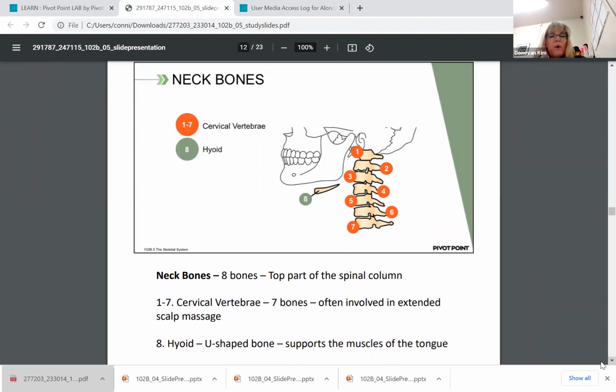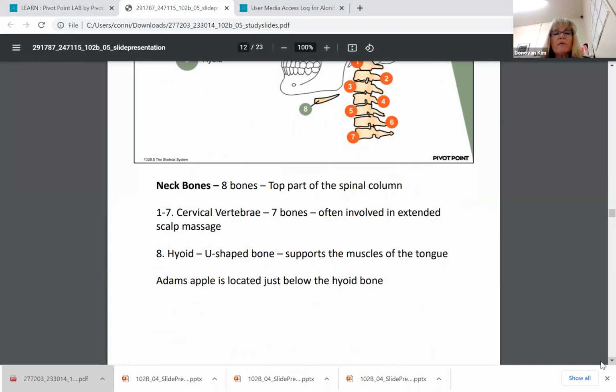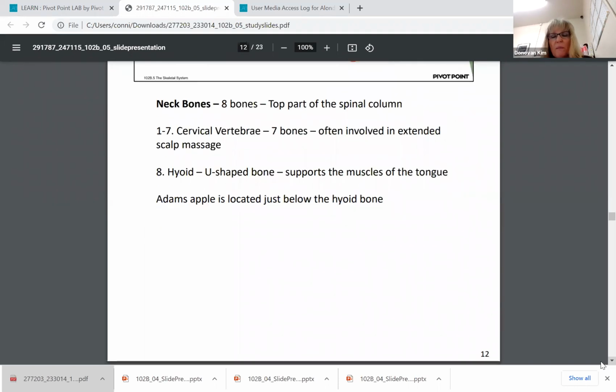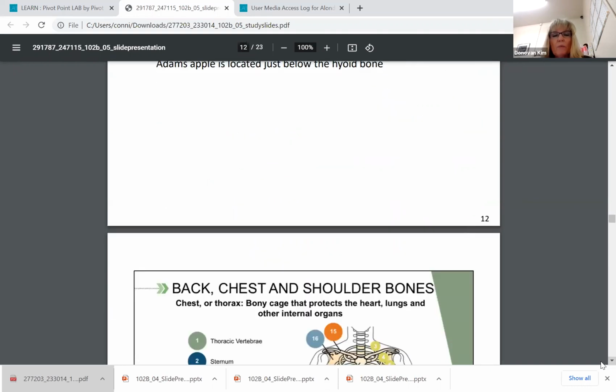And then you have the hyoid bone, also known as your Adam's apple. This is a U-shaped bone. This supports the muscles of the tongue. And the thing that makes this bone so unique is that it's not connected to any other bones. It's also known as the Adam's apple, which is located just below the hyoid bone, but it's pretty much there. So remember that hyoid is U-shaped, because I know that there's a question about the shape of it, and it says something about being a V shape or something like that, but it's going to be U.